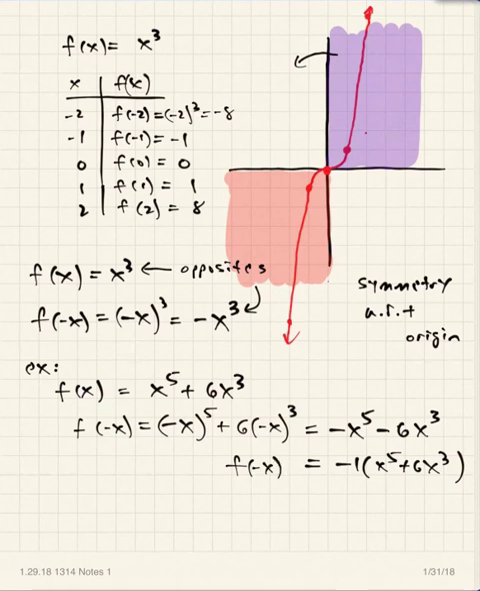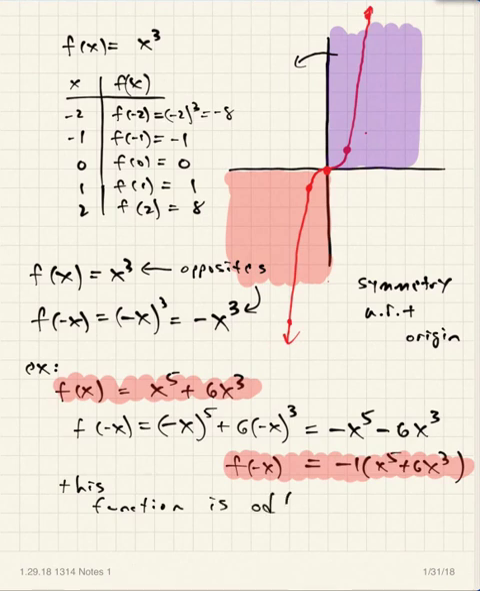And if you look at f of -x and f of x, what do you see? They are opposites of each other. f of x and f of -x are exact opposites of each other. And so this function is odd. And so that means its graph is symmetric with respect to the origin.